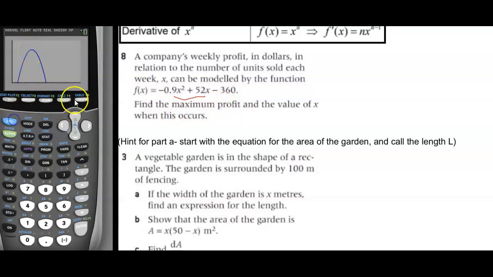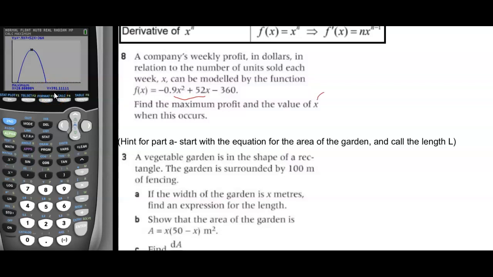It's a maximum point, so we do second calc max. Number 4. Left bound, we move the cursor slightly to the left of the peak. Enter. Then we move the cursor slightly to the right of the peak. Enter. And then for the guess, we just hit enter again. Maximum, X equals 28.8, Y equals 391.